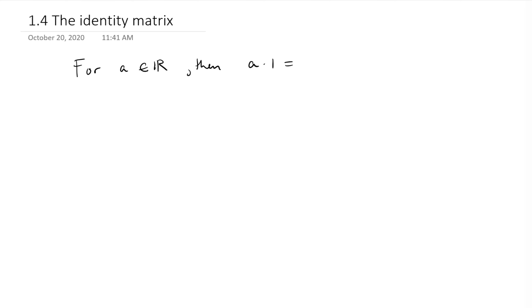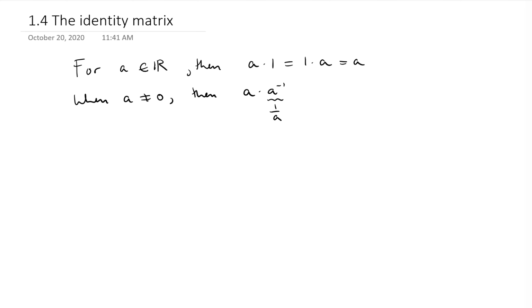So if you multiply a by 1, it's not going to change a. It's going to keep a as a. If you multiply to the left or to the right, no matter what you do, a times 1 or 1 times a will actually be equal to a.